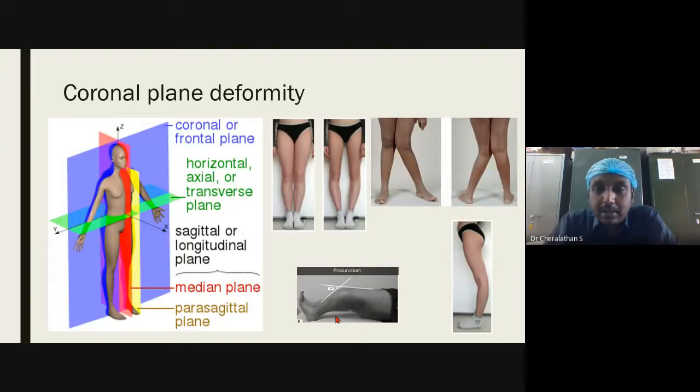Now, to understand the topic very clearly, for those who already know, not an issue. For those who don't know exactly what is varus and valgus, I think this one slide is very important to you. Valgus and varus deformity is a coronal plane deformity. Now, what is coronal plane? In this picture, the blue shaded plane is the coronal plane.